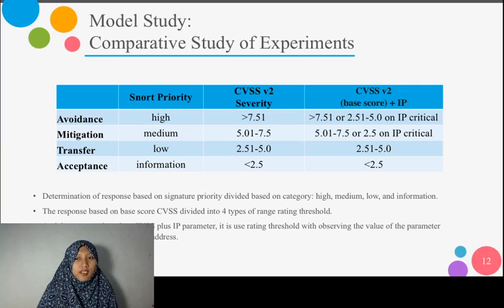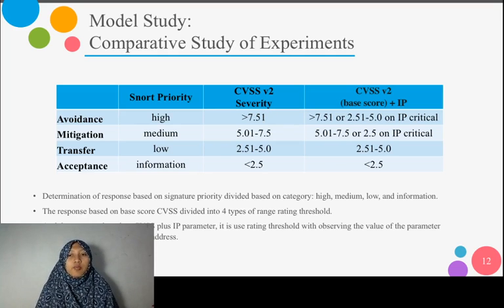In accordance with the system design experiment, the following is an explanation of the 3 response strategies as a comparison. First is determination of response based on signature priority or Snort priority, divided based on category: high for quadrant 1, medium for quadrant 2, low for quadrant 3, and information for quadrant 4.